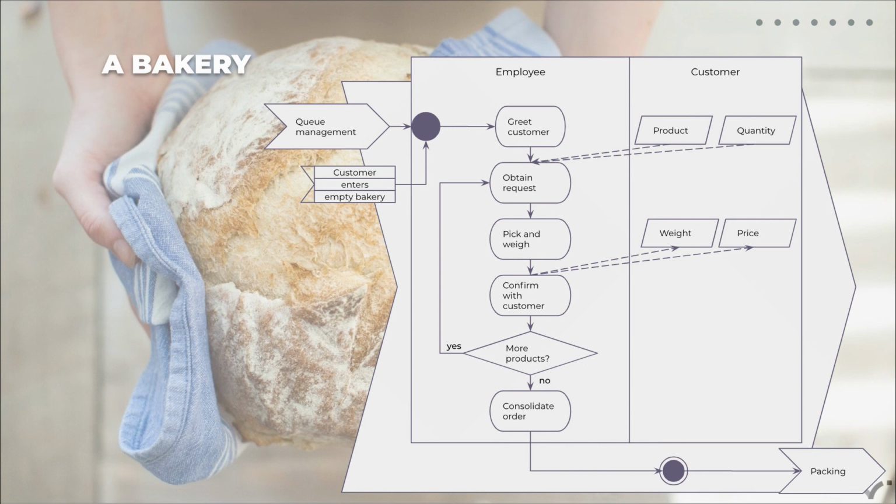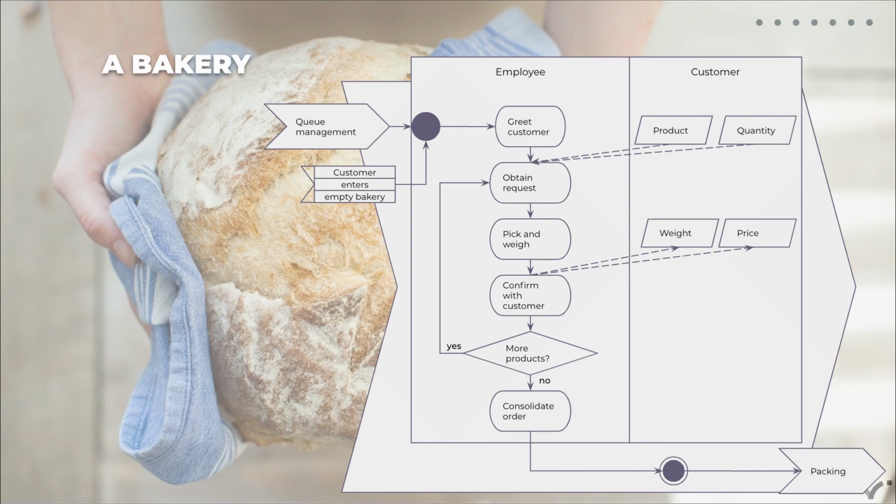So who does what? You can see on the left side the originating process, which is queue management, and also the triggers. Customer enters empty bakery. So the trigger of this process can be a customer waiting in line or a new customer because your bakery is empty. And then you see the big black circle. This is the beginning of the process. It begins with the employee greeting the customer and then obtaining the request from the customer. And the customer provides information like which product they want and in which quantity.